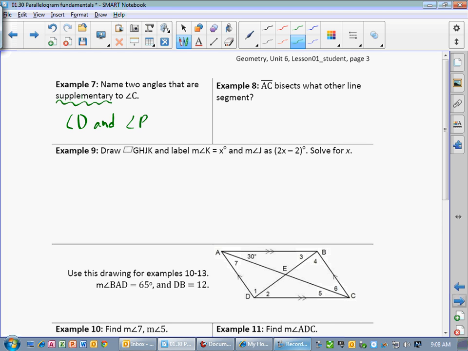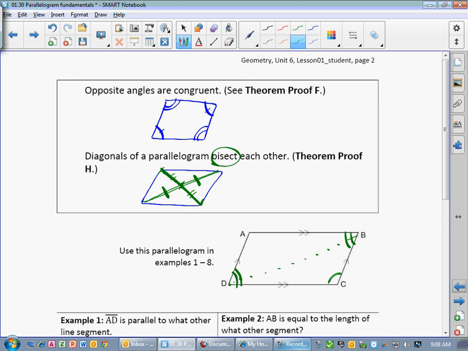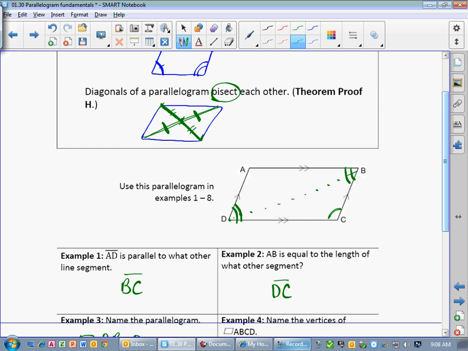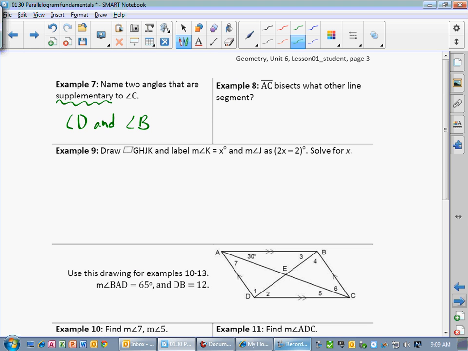and angle B. And then finally, segment AC bisects what other segment? Now again, is AC already drawn? No. What is AC called? What do we call AC? That's one of the vocabulary. What is it? A diagonal. So the AC is not already drawn. It's the diagonal. So, what segment does AC bisect? The other diagonal. Right? The other diagonal, which is B.